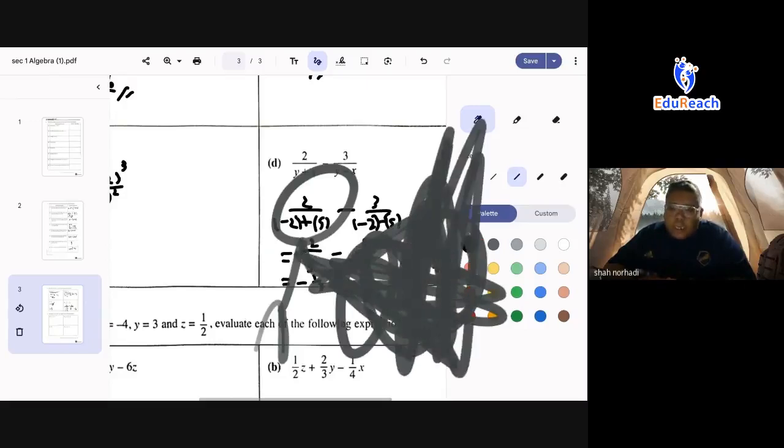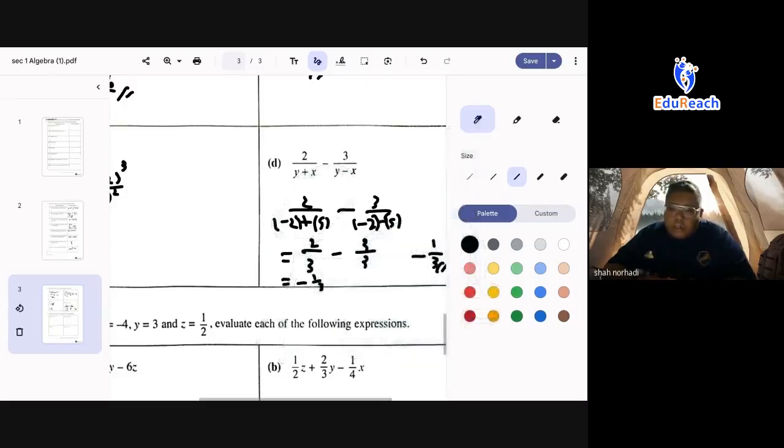Risky, stop doodling. I need to see your work. I need you to erase and correct your work, please.